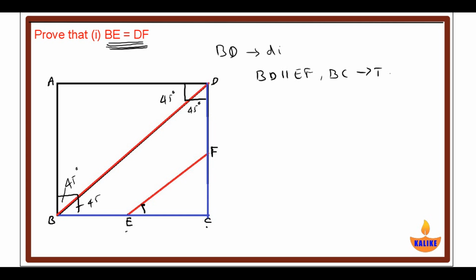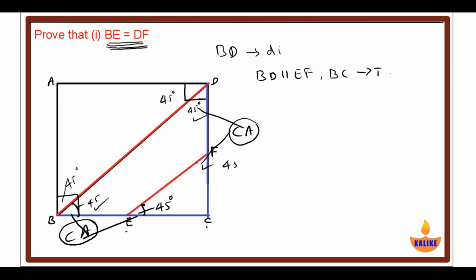One is here, see, these two are corresponding angles. These two are corresponding angles. So since this is 45 degrees, this will also be 45 degrees. Similarly, consider DC as transversal. Then we have these two as corresponding angles. Then if this is 45, this will also be 45 degrees.